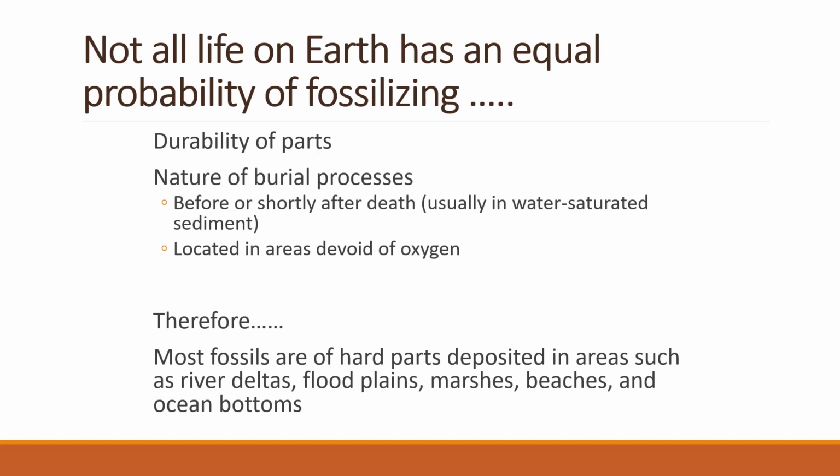Not all life on Earth has an equal probability of fossilizing. I mentioned this last week when I talked about the distinction between Precambrian and Cambrian. So this has to do with the durability of parts. Hard parts are more likely to be preserved than soft parts. It's very difficult to preserve soft material, and even if it gets preserved, it doesn't stay around for very long. For example, we have some animals that were preserved in the tundra, like woolly mammoths, but they're not very old. And after a while, even freezing them will not keep them preserved.